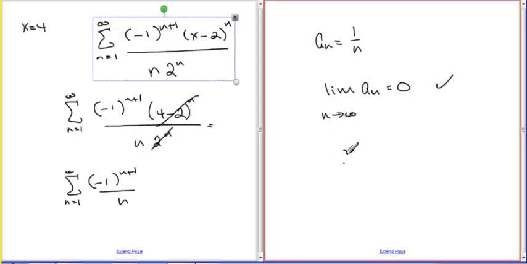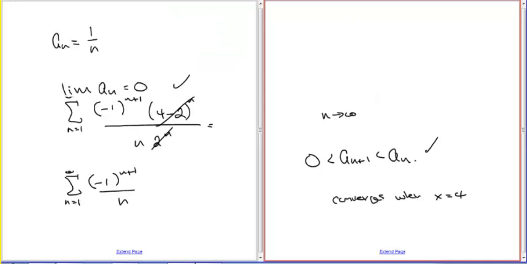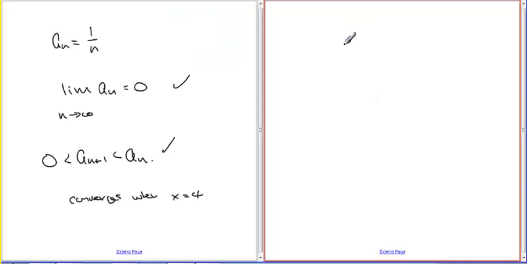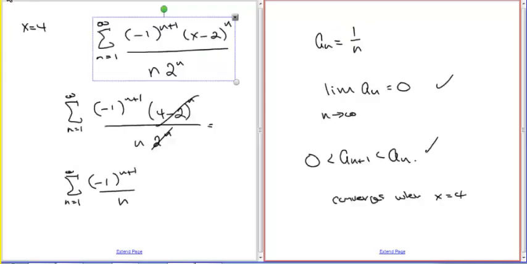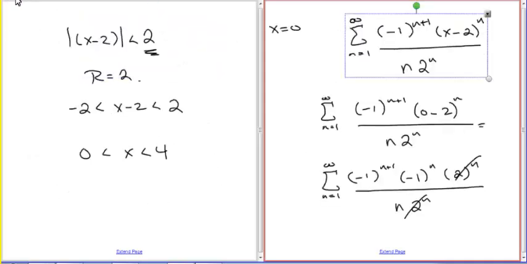So this second case, it converges when x equals 4. So now our interval of convergence is going to be from, what were our values here? It's from 0 to 4. It didn't work at 0, but it did work at 4. So let's check it out here. That's correct.